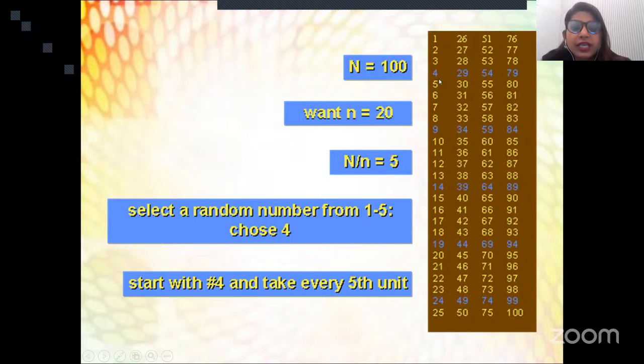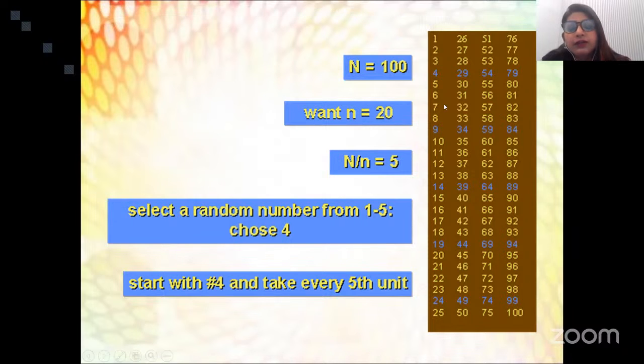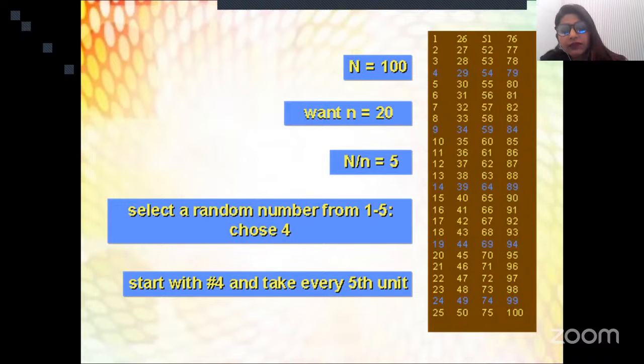So after picking the very first number randomly, the next numbers I have to pick with the regular interval. Here the regular interval we got is 5, so every fifth number will be our respondent. Is it clear? I hope it's clear to everyone. First, we have to start with a random number and then we go with a regular interval.